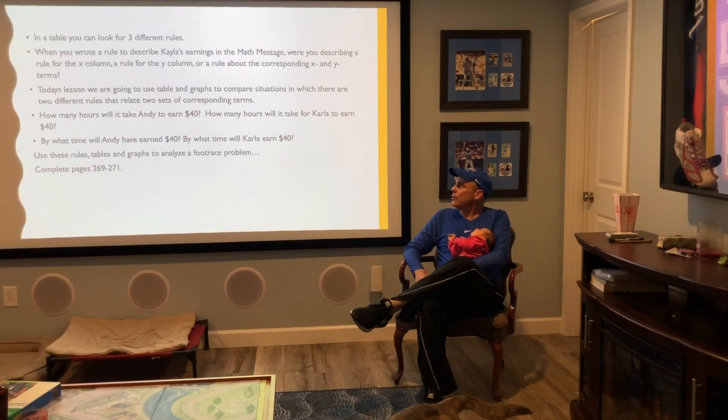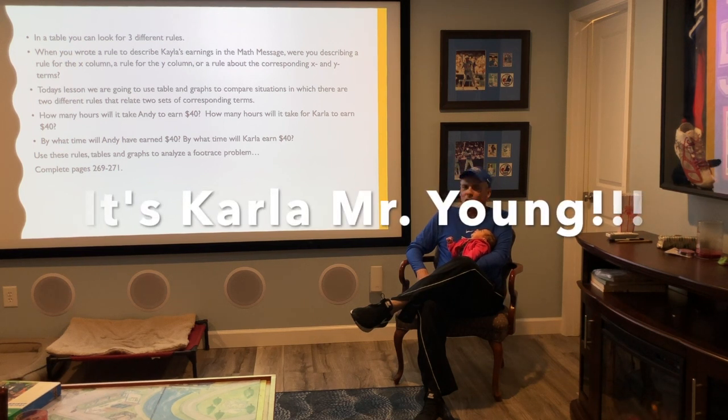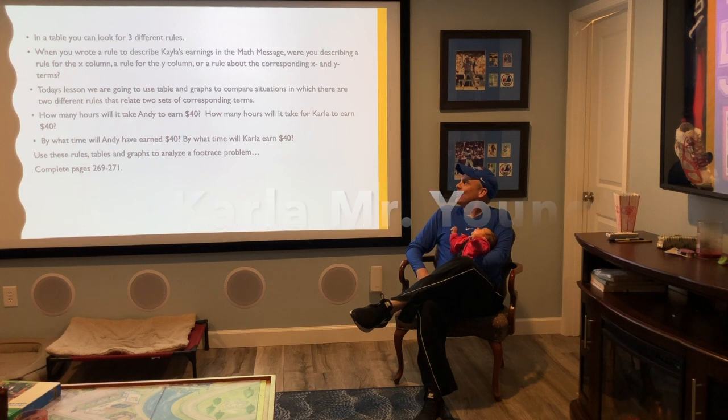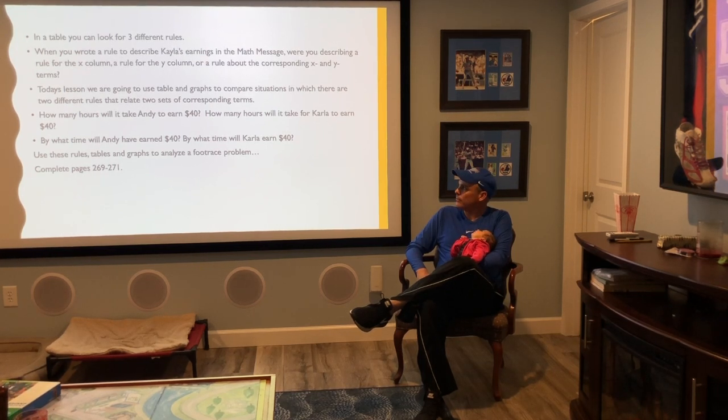So in a table, you can look for 3 different rules. When you wrote a rule to describe Kayla's earnings, or Carla, but anyway, earnings in the math message, were you describing a rule for the X column, a rule for the Y column, or a rule about the corresponding X and Y terms?